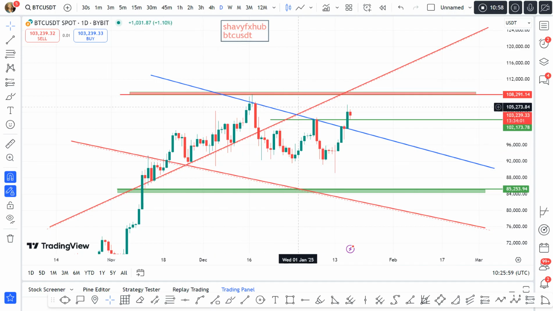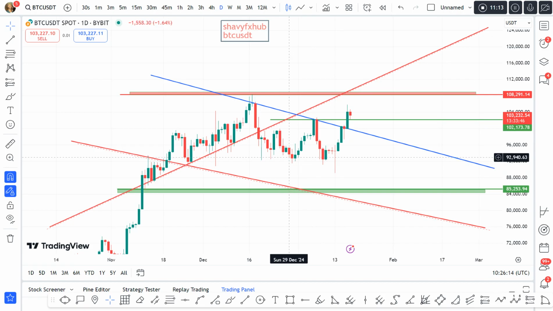So we have a breakout on daily here. And when you look on the same daily, we have a breakout from a descending trend line. We have a W structure indicating presence of buy liquidity. The W structures are signifying that there will be a buy upcoming.